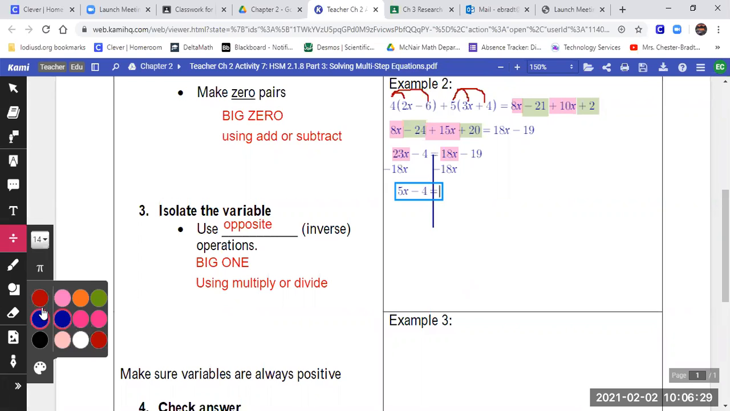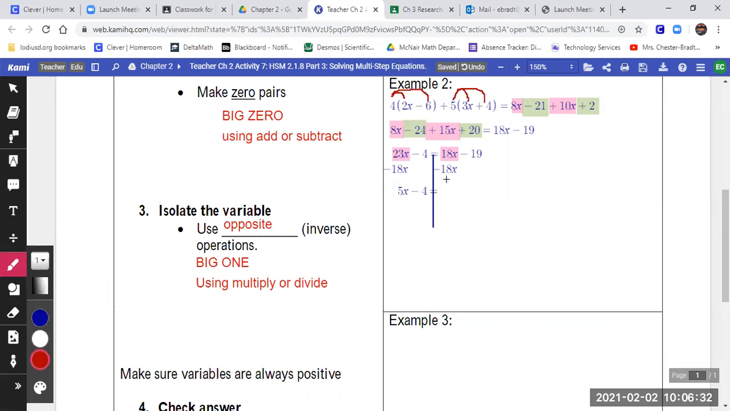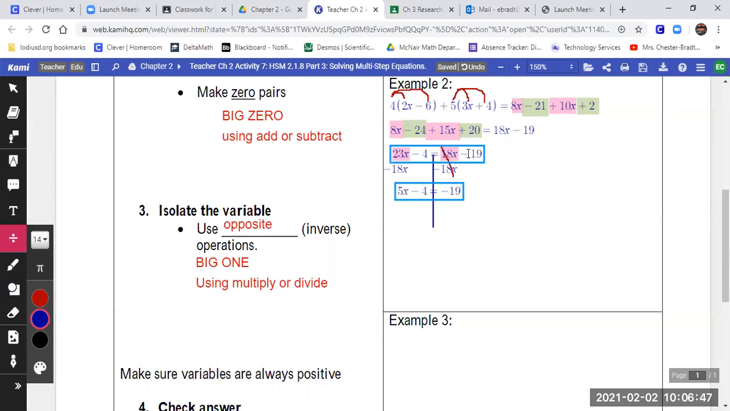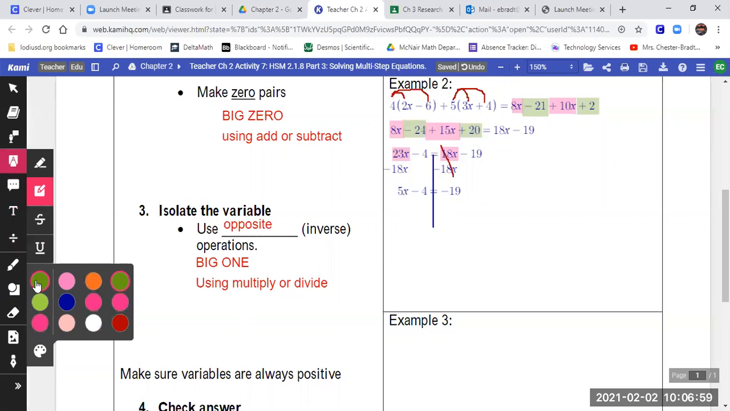What's left? I made a big zero of these 18s. So what's left? Negative 19, exactly. Nice catch. Do not say 19, because there's a negative sign in front of it. Okay, don't forget your negatives. Don't forget your signs. Okay, I need the 5x all by itself.